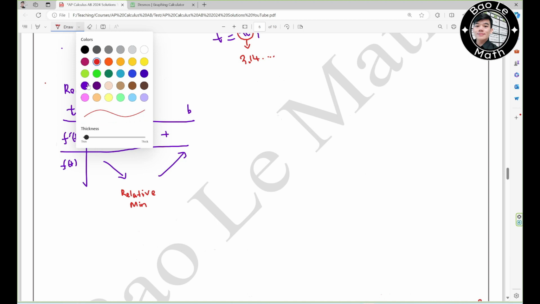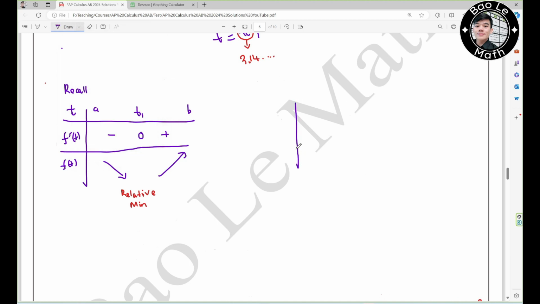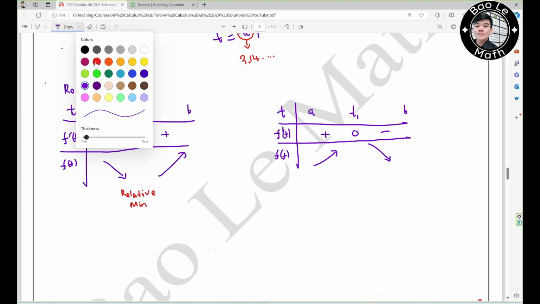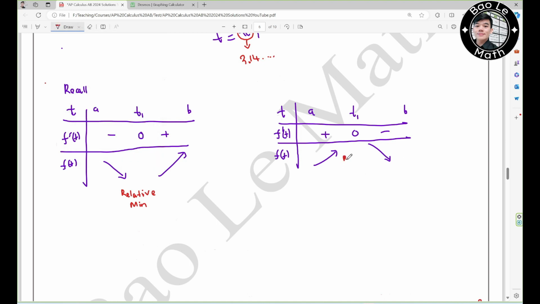Now, similarly, we have the second one. This is t, this is f prime of t, and this is f of t. A, B, we have t1 right here, 0. Now f prime of t changes from positive to negative. This guy is going up, this guy is going down. So we get the relative maximum.